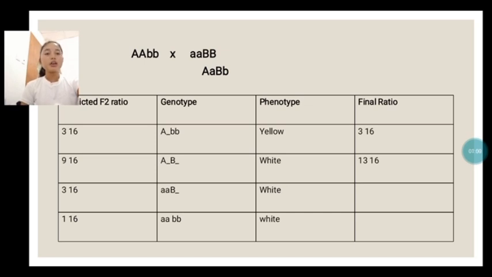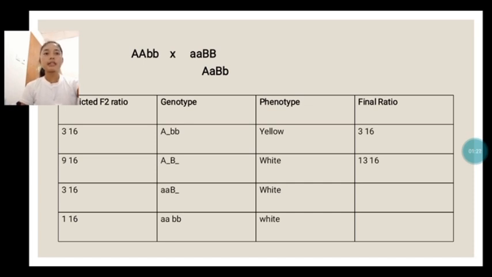Next, let's talk about genotype. Genotype refers to the genetic makeup of an individual organism. It represents the specific combination of alleles, or versions of genes, that an individual inherits from its parents.